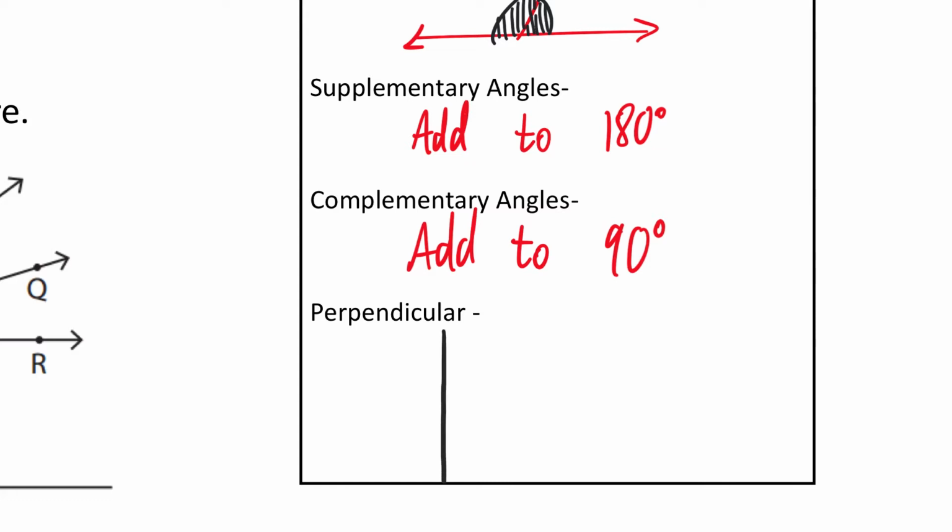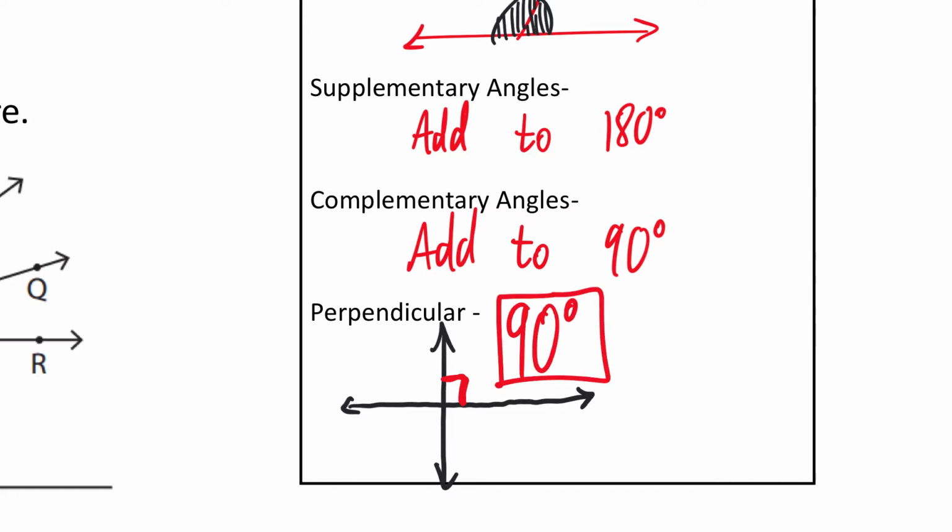Okay, good. Perpendicular is like this. We talked about this in our vocabulary a couple weeks ago or whatever, but it means two lines cross to make 90 degrees. The most important thing to remember on perpendicular is that it makes a 90-degree angle. That's the most important thing. Perpendicular makes a 90-degree angle.